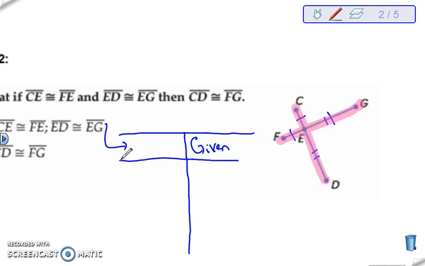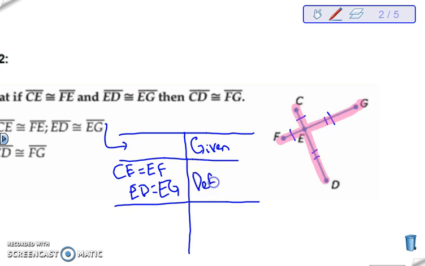All right, so we know what we have marked. Let's think about what that means. If two segments are congruent, that means they're equal. So CE has to equal EF, and ED equals EG. And our reason, this is the definition of congruent segments.